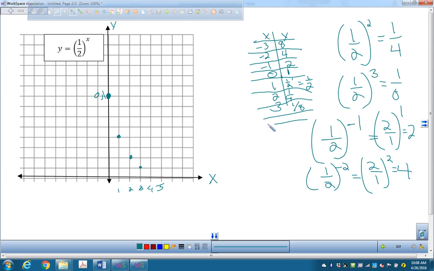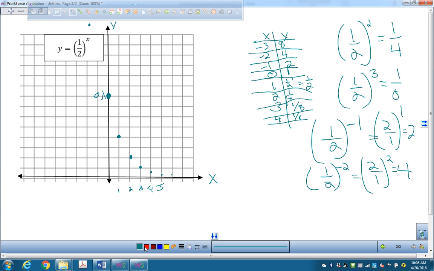What would I get if I plugged in 4? I would get out 1/16, okay? And then I get out 1/32, and then I get out smaller numbers. So this graph, even though this number in here is positive, right? This one is going downhill. I could also go backwards to -1. I get out 2, which is way up here somewhere.